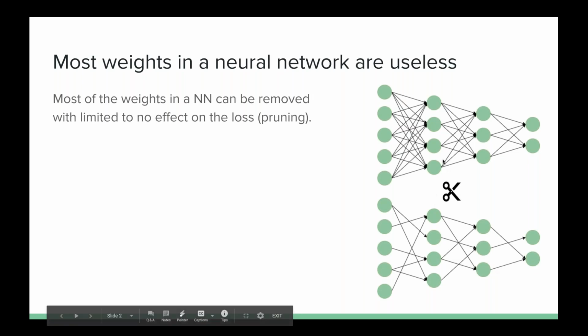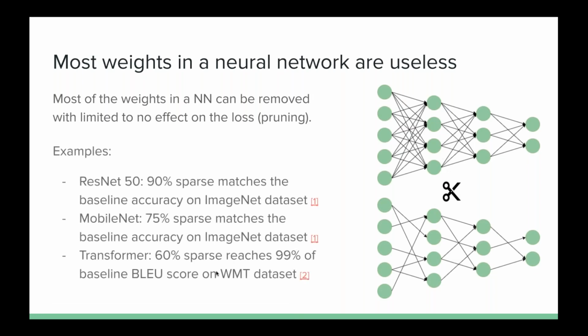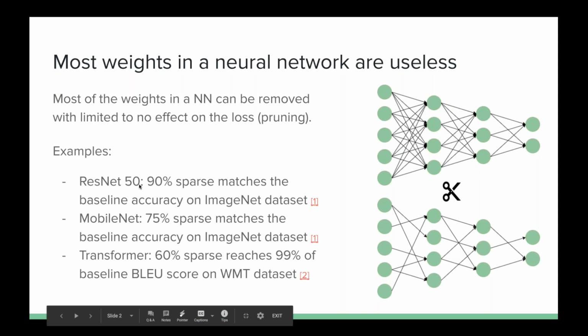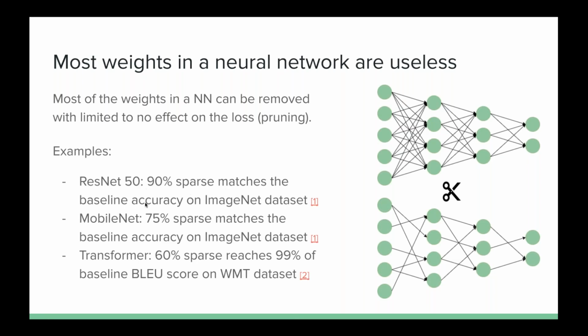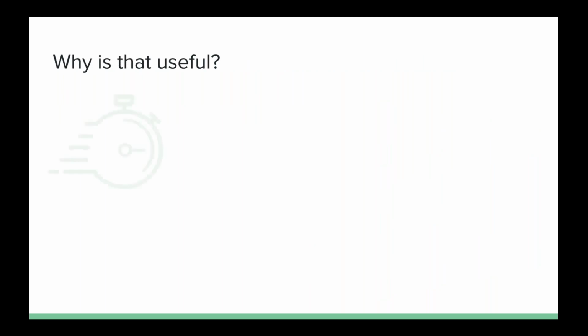And this actually works out pretty well. So to give some examples, ResNet 50, we can actually get that to 90% sparse. So we can remove 90% of the weights in the network and still match the baseline accuracy on the ImageNet dataset. MobileNet, we can get it to 75% sparse and still match the baseline accuracy on ImageNet. To go into NLP, transformers, we can get those to 60% sparse and still reach 99% of the baseline BLEU score on the WMT dataset, a language conversion dataset.